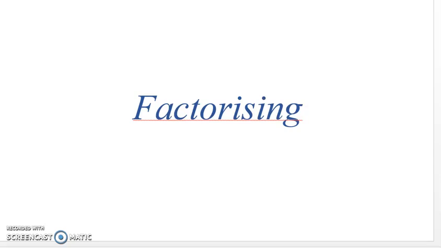This video is on factorising and it follows nicely from expanding brackets. It's basically the opposite process of expanding brackets. So with expanding brackets we take the term out the front and we multiply it by the terms inside the bracket, but with factorising we put the bracket back in.